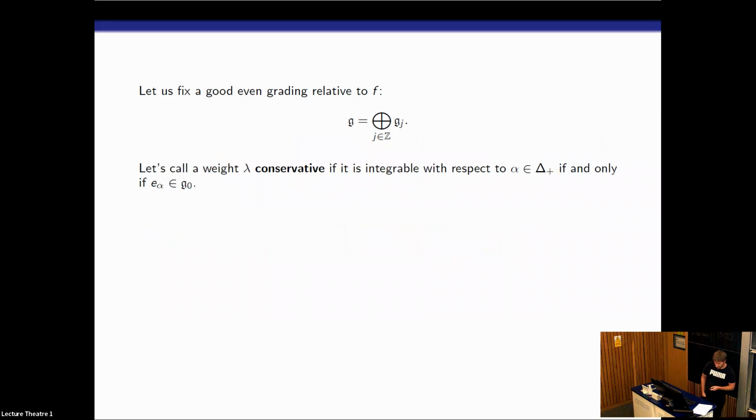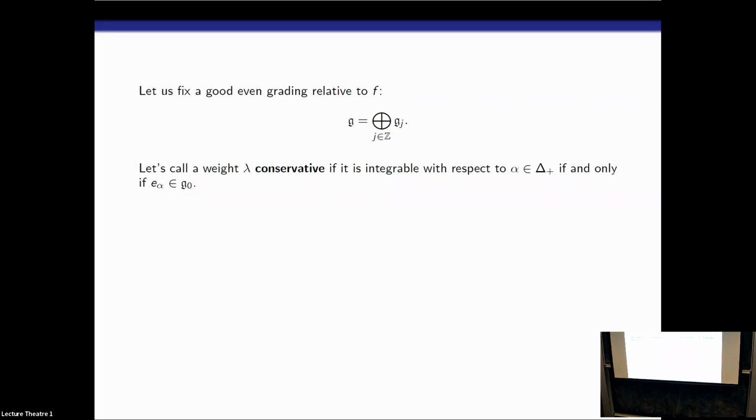Okay, so what I want to spend the rest of the talk talking about is other cases, non-principal nilpotent element F. So to do this, let me fix a good even grading for the nilpotent F. So now we have this subalgebra G0 inside G, and now I'm going to introduce some more terminology. So let's choose the grading so that it's compatible with our chosen root system of G.